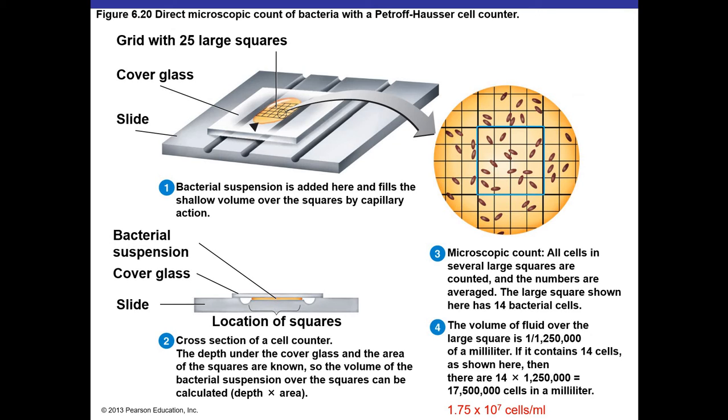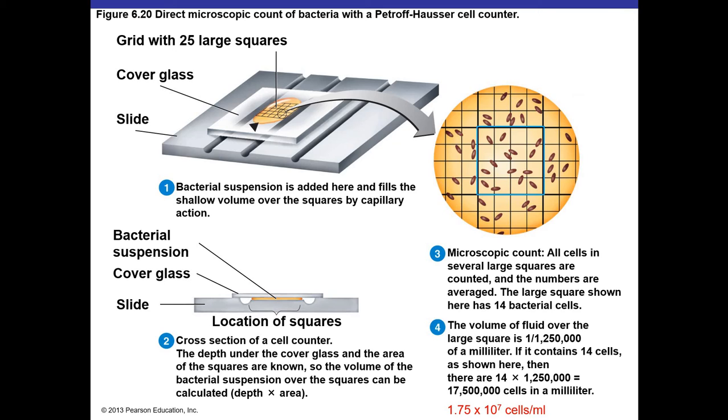So one way to count bacteria is literally to count them directly underneath a microscope. Bacteria are very small, so you're looking at them under oil immersion, and that means that it's really hard to be able to keep track of them. So we actually have these little slides and cover slip that allow us to put a certain volume underneath a cover glass that has a grid on it.